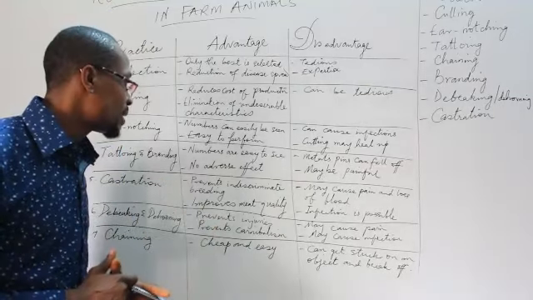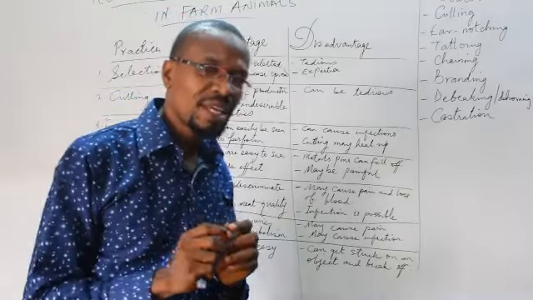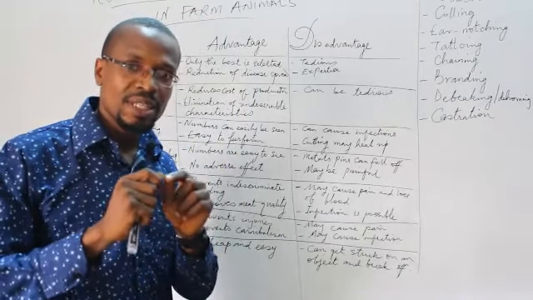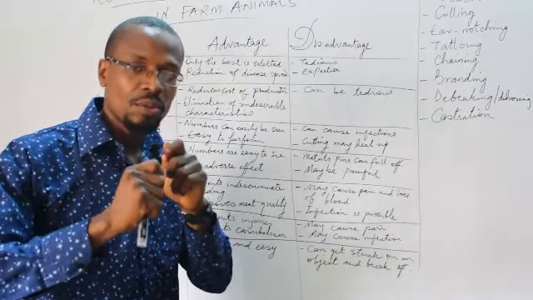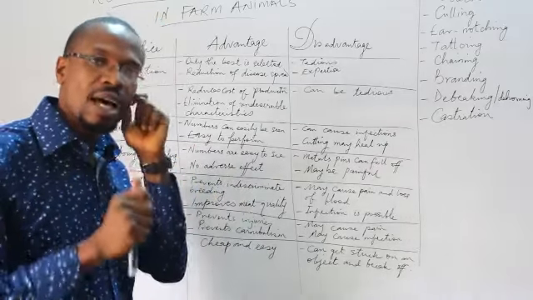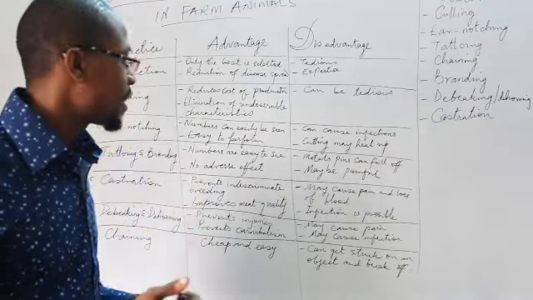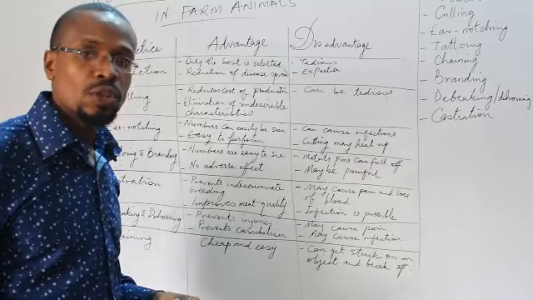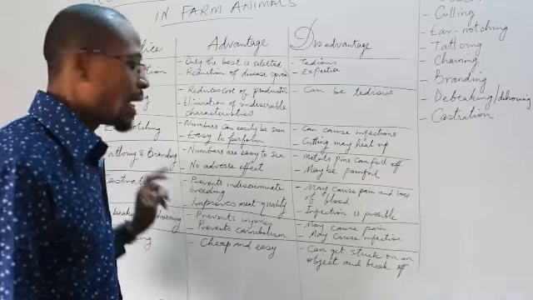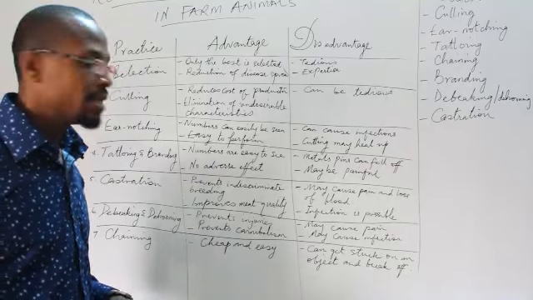Then tattooing and branding. Tattooing talks about the use of metal pins that are constructed in such a way that they represent some numbers, or they can carry some numbers. Now these numbers are pinned to the ears of the animals, especially to the ears, or to the nose, either way, depending on where the farmer wants to pin these pins. And by that, the farmer can be able to identify his animals.